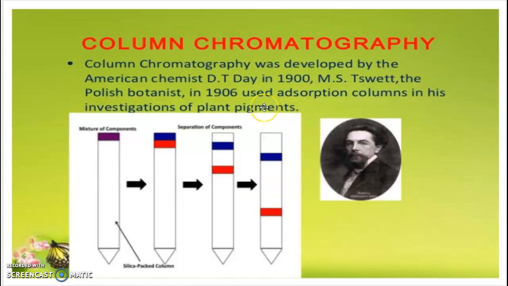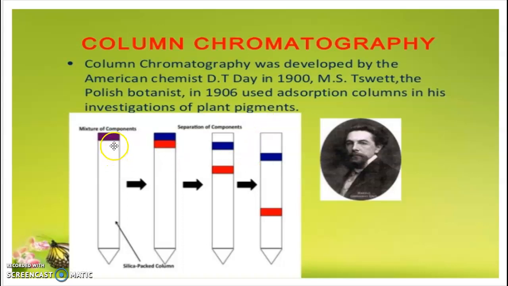When we come to column chromatography, it was discovered by an American chemist, D.T. Day, in 1900. M.S. Tswett, the Russian-Polish botanist, in 1906 used adsorption columns in his investigations of plant pigments. For plant pigment investigation, he started this technique as column chromatography.